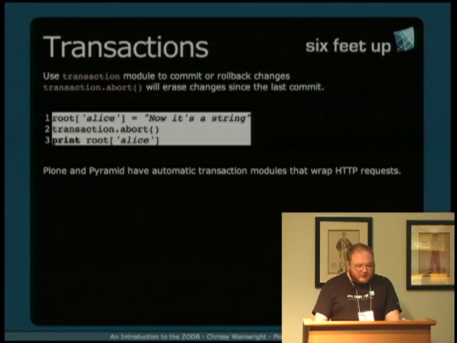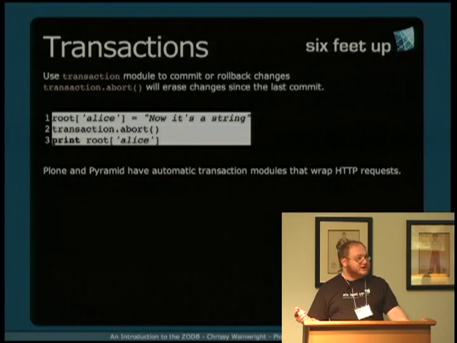So here I'm changing the Alice pointer, or the Alice value, to be a string. So it's no longer pointing to that birthday object, which is kind of just sitting off somewhere by itself in memory. If I call transaction.abort, that change is undone, and I'm pointing back to that object again because we committed that change.